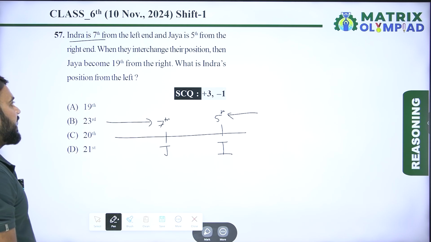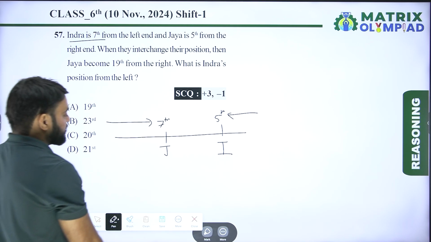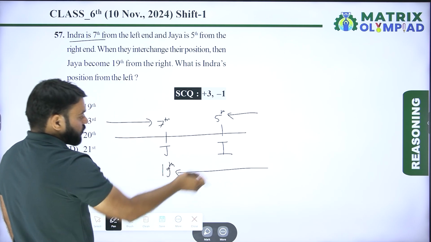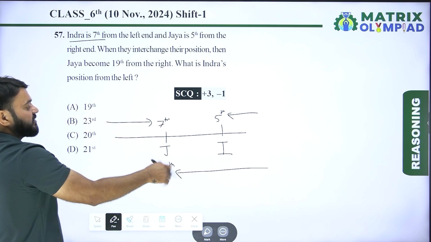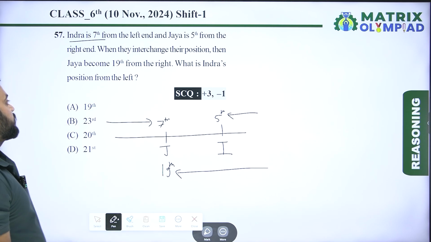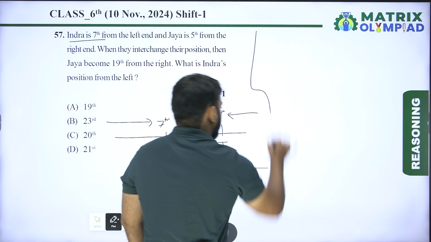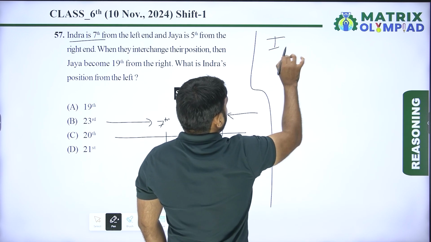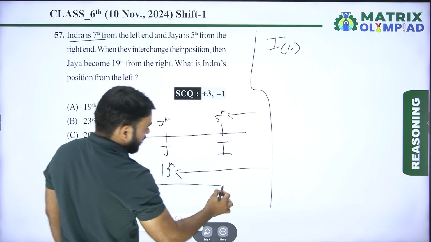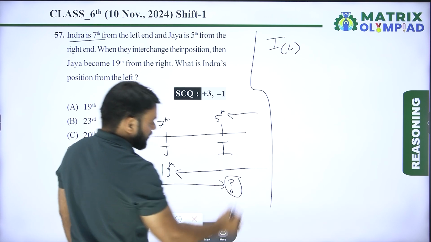Then Jaya becomes 19th from the right. So the position of Jaya from the right is 19th. Now what is Indra's position from the left? Find the new position of Indra from the left.